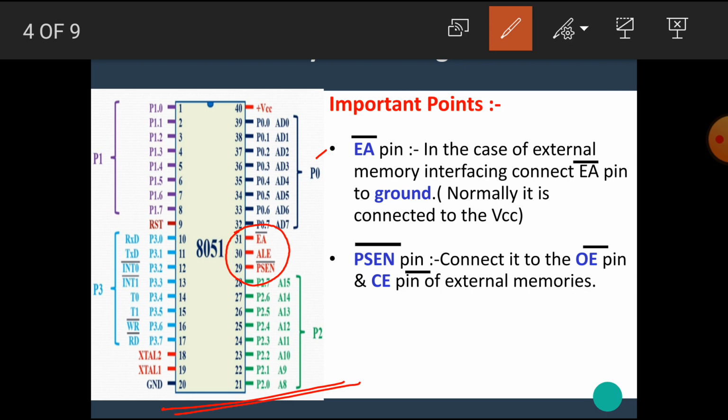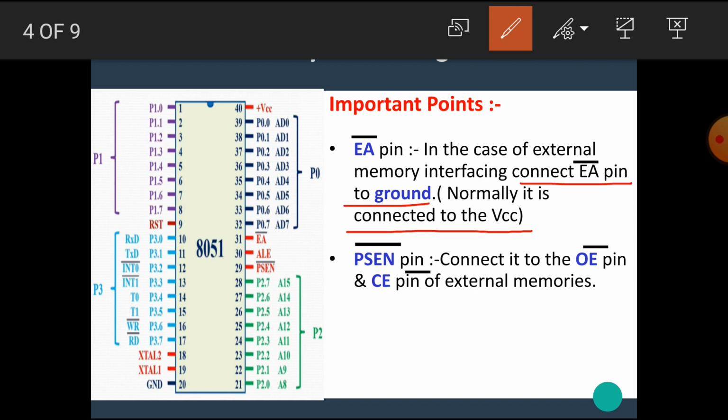Now let's see once again the function of these pins. The first pin is the EA pin. The EA word stands for external access, and this pin is of active low type because a bar is placed overhead of the EA word. The EA pin must be connected either to VCC or to ground. It cannot be left unconnected. In the case of external memory interfacing, connect the EA pin to ground. Normally, it is connected to VCC.